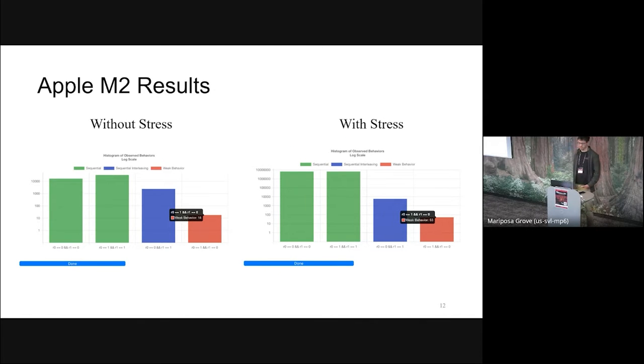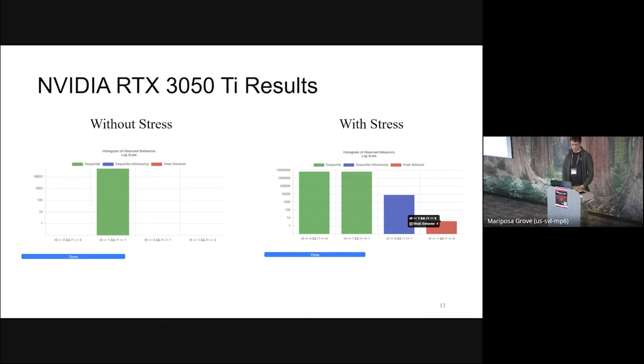Here's some other results from other machines, since you probably didn't see it on your own device. This is an Apple M2. You can see that without any sort of stress, we were still able to see weak behaviors on that GPU. And then with stress, you saw about 2x the rate of weak behaviors, but the profile doesn't change quite as much as on the device that I ran on, which actually was an Intel GPU.